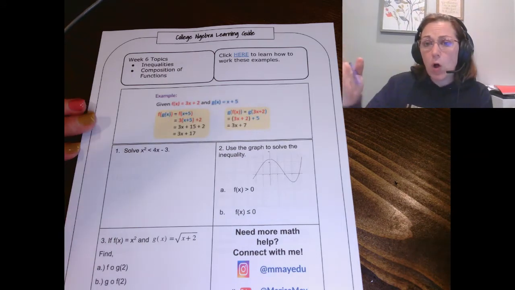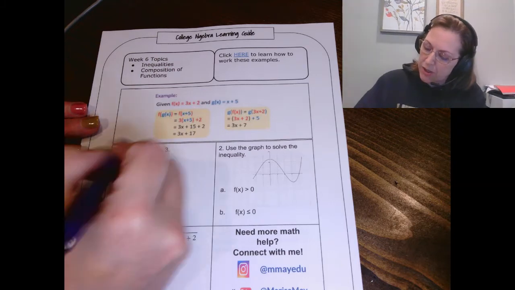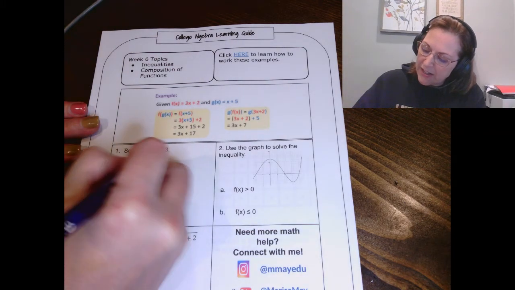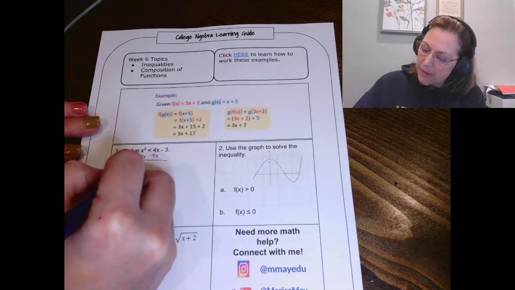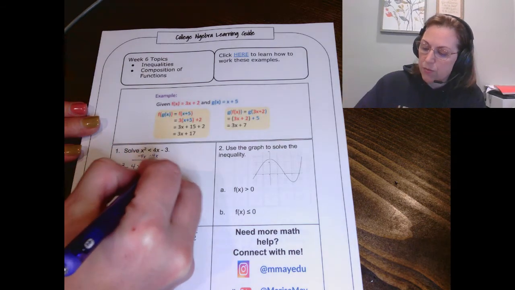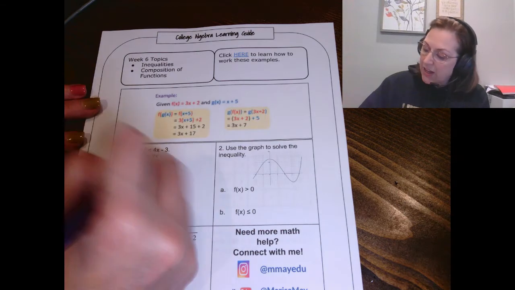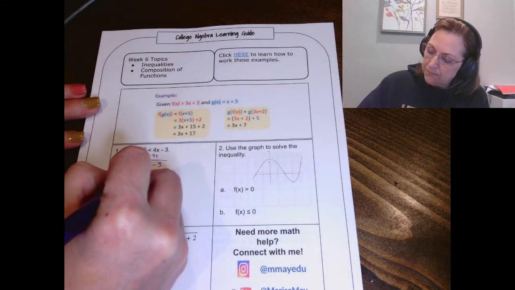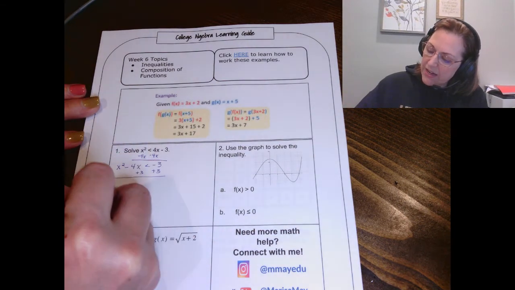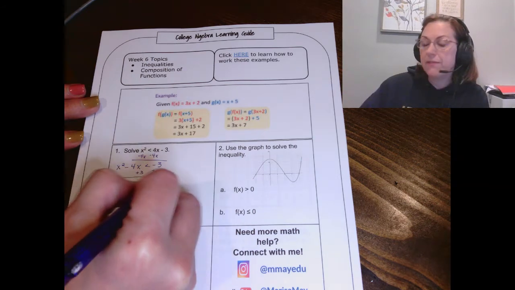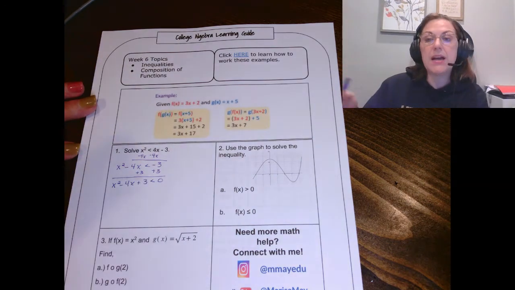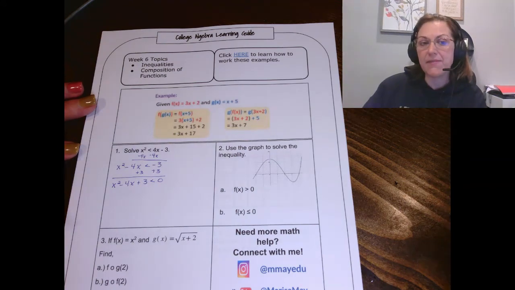I want to get all the terms on one side of the equation. So I'm going to begin by subtracting 4x. That's going to leave me with x squared minus 4x is less than negative 3. And then I'm going to add 3 to both sides. So I end up with x squared minus 4x plus 3. I was really looking for it to have 0 on the one side and everything else on the other side. And I have that. Now I'm going to try to factor.